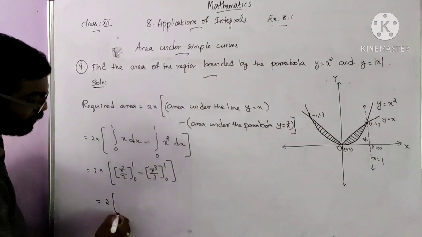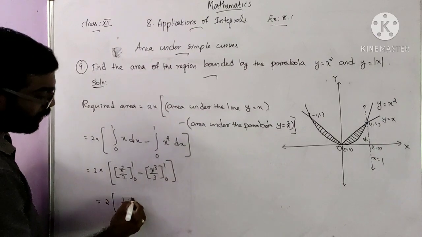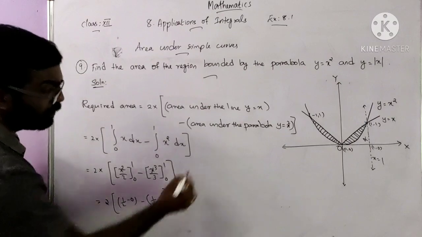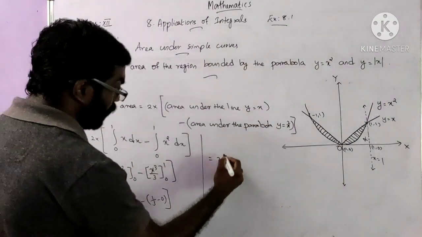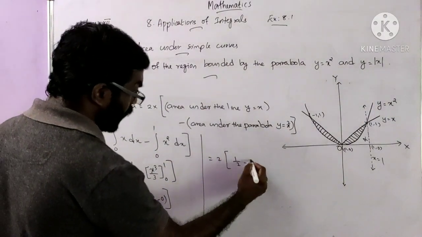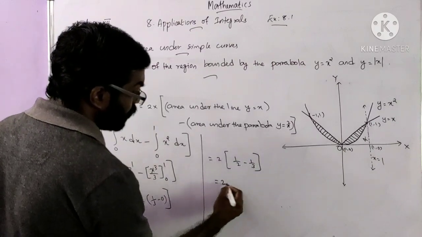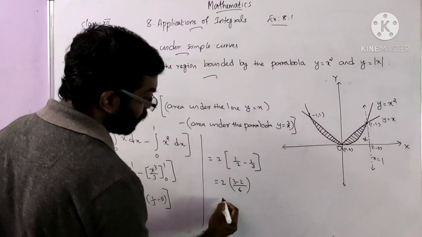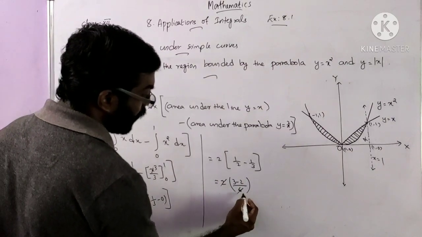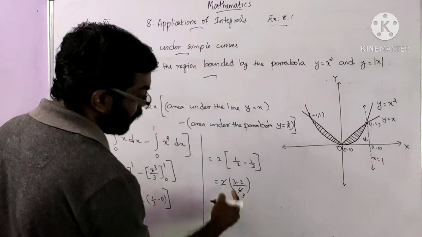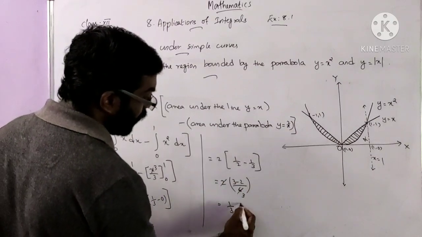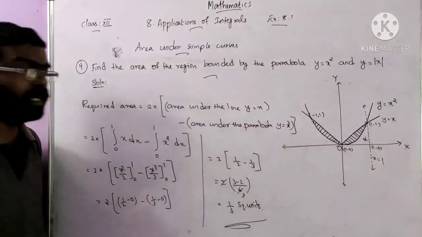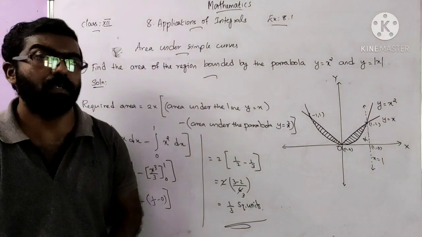That is 2 into 1 by 2 minus 0 minus 1 by 3 minus 0. So what we get is 2 into 1 by 2 minus 1 by 3. That is 2 into 3 minus 2 divided by 6. 2 and 6 we can cancel, we get 3. And 3 minus 2 is 1. So 1 by 3 square units. Required area will be equal to 1 by 3 square units.